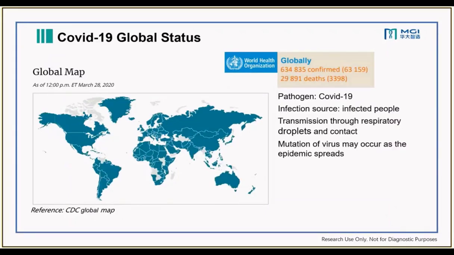As of March 29th, we have roughly 634,800 confirmed cases worldwide, and approximately 29,900 deaths. As we are all aware, the pathogen now is officially called COVID-19. Infected people are the primary source or the only source of infection spread, and it is spread through respiratory droplets and personal contact. As the epidemic spreads, there is possibility of mutations in the virus, and those need to be tracked.